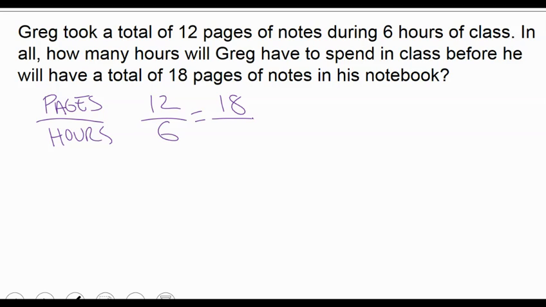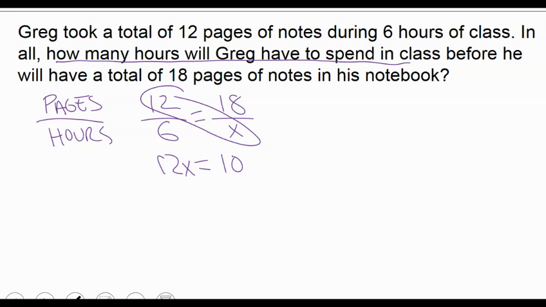And then I don't know how many hours, so I'll call that X, because that's what I was asked to find. How many hours will Greg have to spend in class? So that's what I'm going to find. Now you can see I just have a proportion I need to solve. I cross multiply, so I'll do this diagonal first. 12x equals 18 times 6, which is 108. Just divide by 12 now, and I get x equals 9.